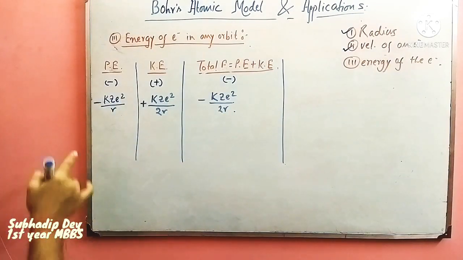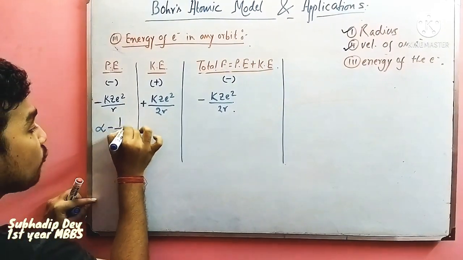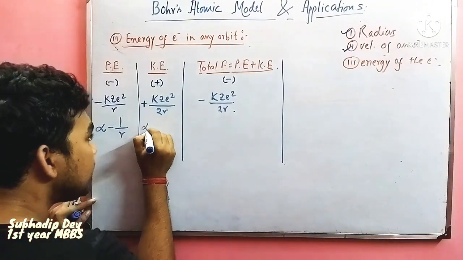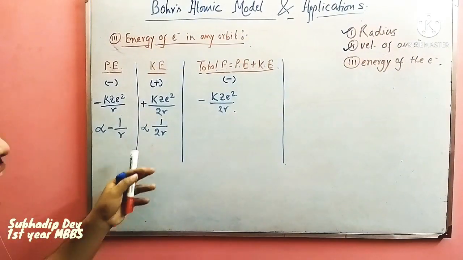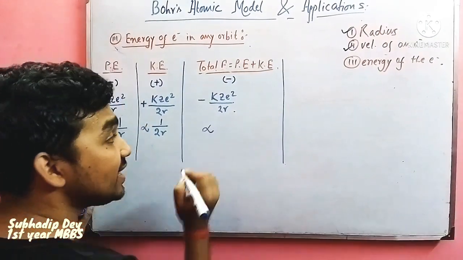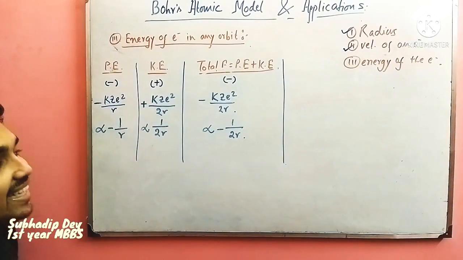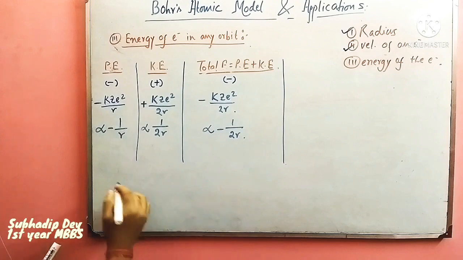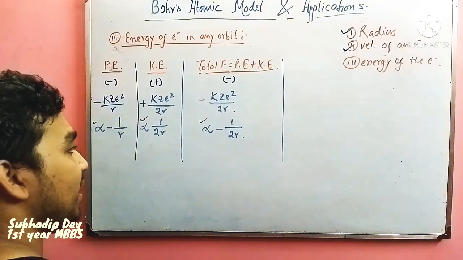Now you see the potential energy is inversely proportional to the negative value of the radius, whereas the kinetic energy is inversely proportional to the positive value of twice the radius, and the total energy is also inversely proportional to the negative value of twice the radius. So this is actually what we have to learn from this idea of the energy of electron. You just remember these relations and you will find the numericals very easy.